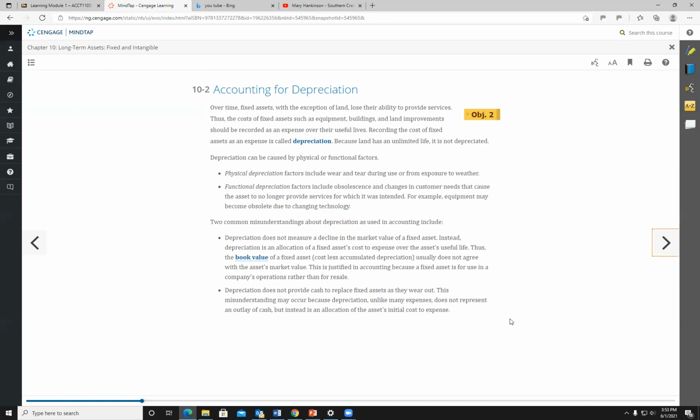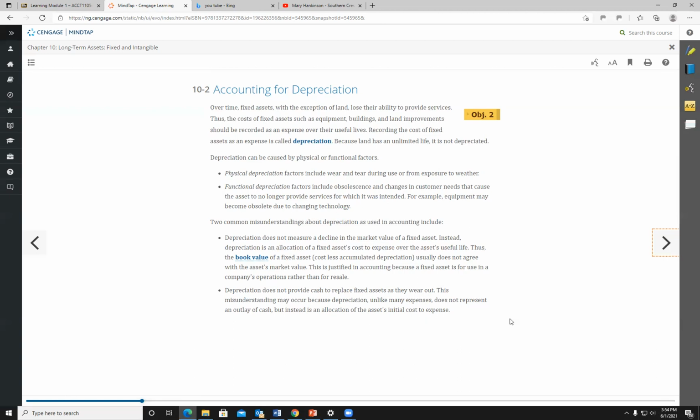Depreciation does not measure a decline in the market value of a fixed asset. Instead, depreciation is an allocation of a fixed asset's cost to expense over the asset's useful life. Thus, the book value of a fixed asset, cost less accumulated depreciation, usually does not agree with the asset's market value. This is justified in accounting because a fixed asset is for use in a company's operations rather than for resale. So we're not talking about market value, we're talking about book value. Those are two different things. When we're talking about depreciation, we're recording the book value.